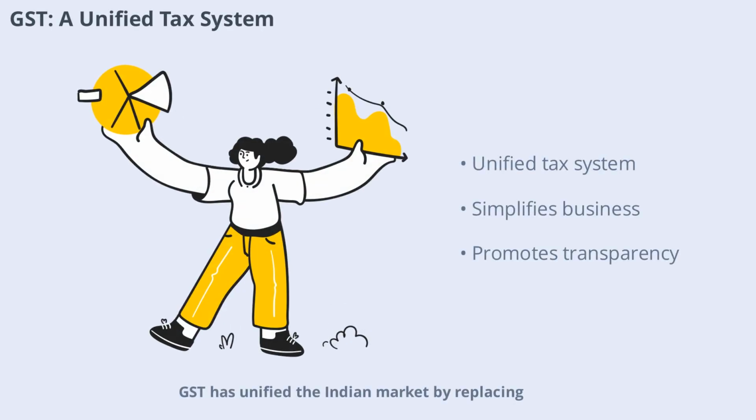GST has unified the Indian market by replacing a complex web of indirect taxes with a single, streamlined system. This has made it easier for businesses to operate across state lines and has reduced the compliance burden. The unified tax structure also promotes transparency and efficiency, benefiting both businesses and consumers.